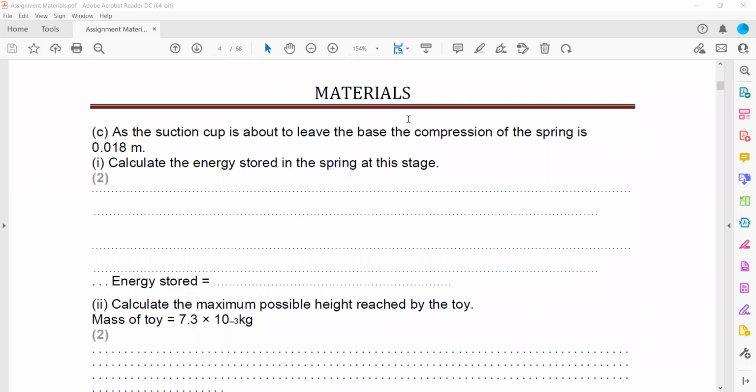Then in part C, as a suction cup is about to leave the base, the compression of the spring is 0.018 meter. Calculate the energy stored. So how much energy, because as the suction cup is about to leave the base, this is how much compression there is for the spring. So what we can do is use half to get the energy. It is half force times extension, or the area under the graph.